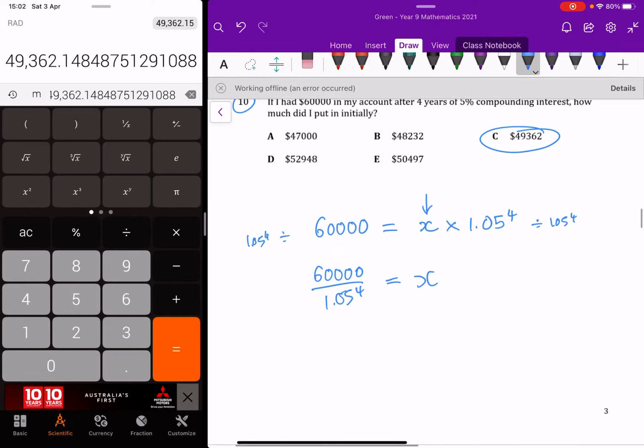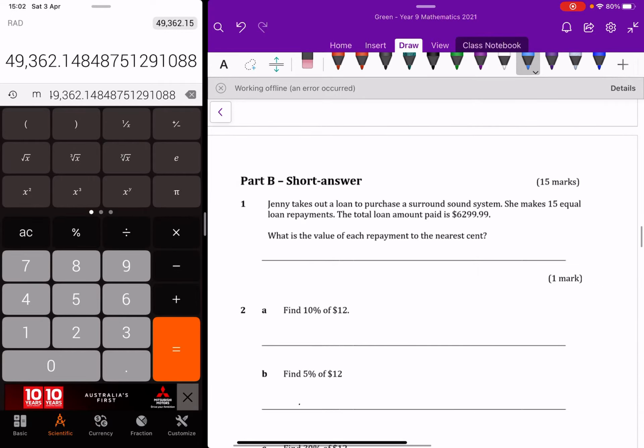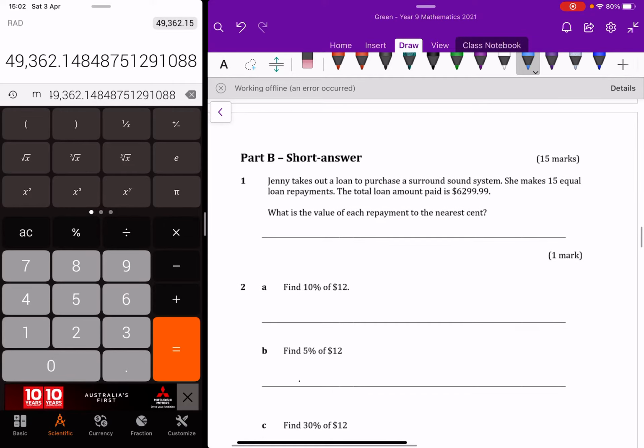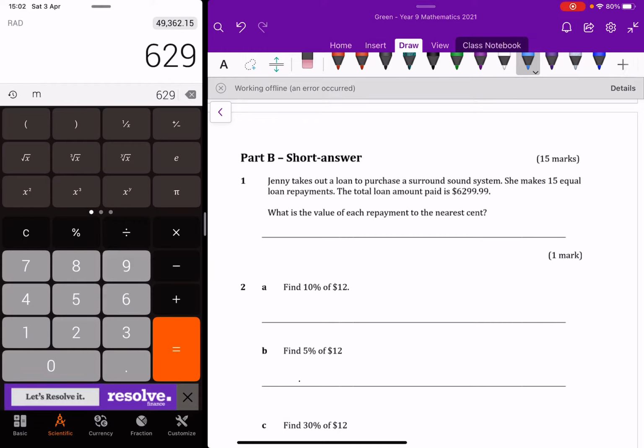All right, so that was a bit more of a complex one. Nice and easy next. Jenny takes a loan out to purchase a surround sound system. She makes 15 equal loan repayments. So the total loan amount is $6,299.99, and she pays 15 installments. So we get this 419.